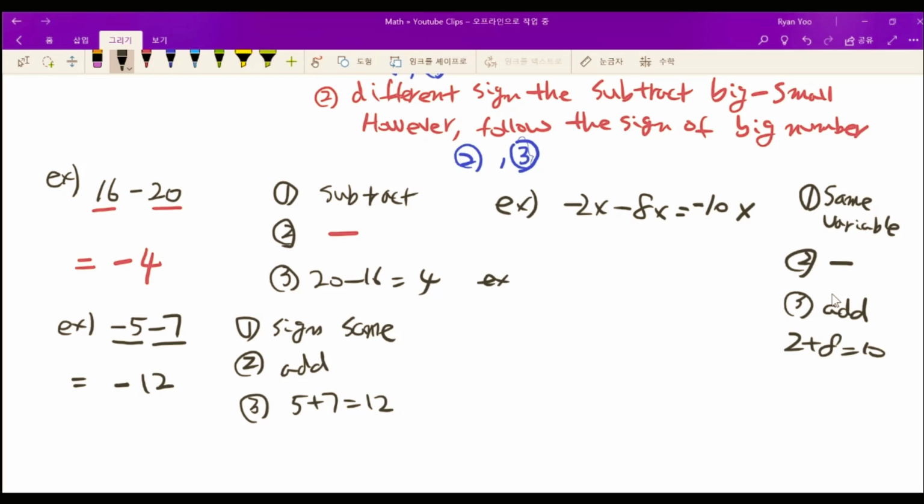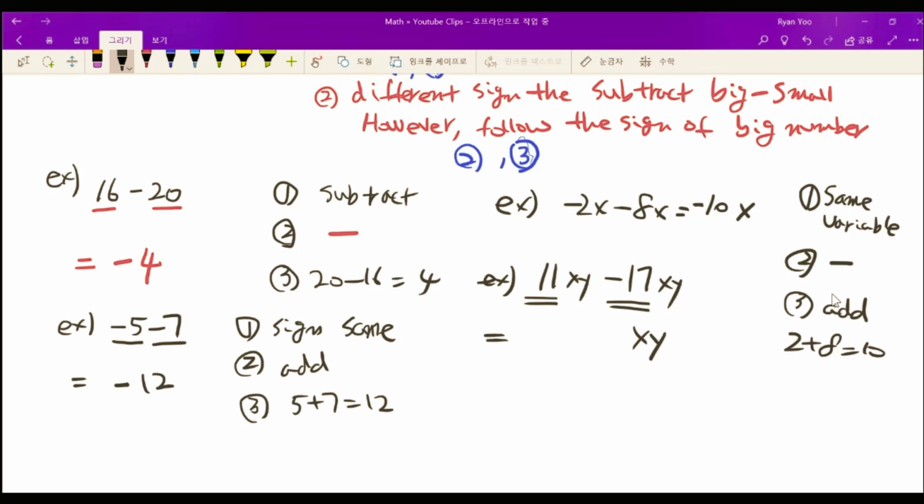So, last example. If I have 11xy and minus 17xy. Number one, do they have the same variable? They have the same variable. So at the end of the day, my answer is something xy for sure. And number two, do they have the same sign or different sign? They have a different sign. 11 is positive, this one is negative.